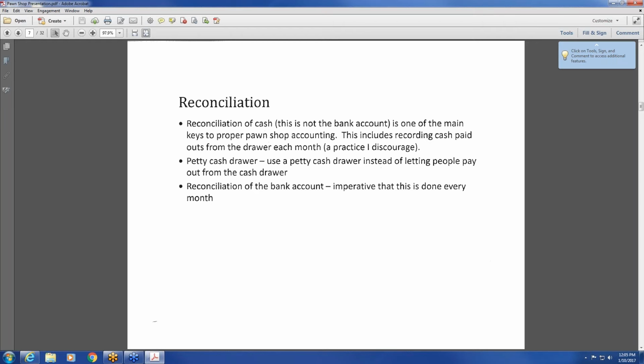A lot of people have used their petty cash drawer for cash paid outs also that don't have anything to do with making a pawn loan or buying inventory. I have found that by setting up a separate method, let's see here, somebody says they can't hear.